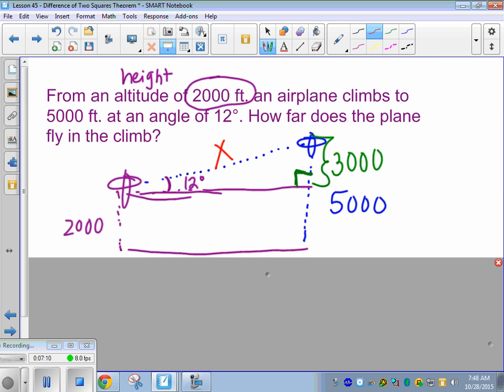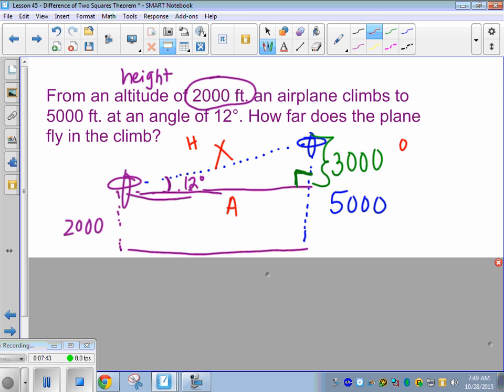That means my x goes here because the climb is that slanted height, okay? So how far in the climb? All right, now we have a triangle. We really only need the 3,000, the x, and the 12 degrees. So we first want to label our sides. If this is the 12 degrees, this side right here is opposite, adjacent, or hypotenuse, you guys? Okay, so here's hypotenuse. This side is opposite or adjacent? Opposite. And this side would be adjacent.